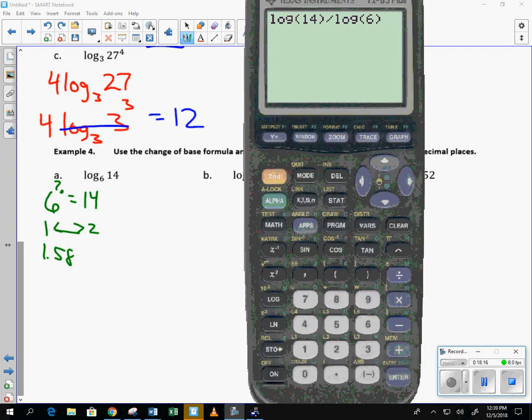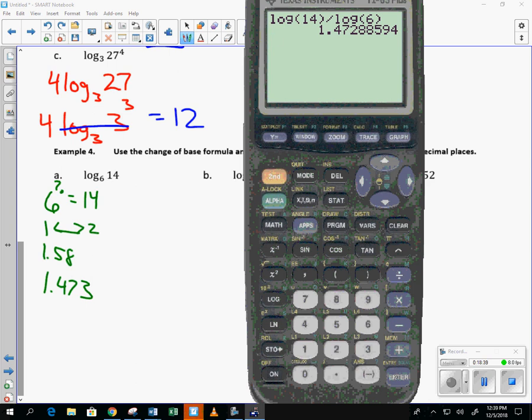Take out your calculator. In order to solve this one, you just change the base. You do log base 10 of 14 divided by log base 10 of 6. You press enter, and sure enough, we come up with a number between 1 and 2. We come up with 1.47. It says to round it to 6 decimal places. We'll go to 3, okay? You guys got a lot of stuff to do. You got a test coming up here, so we'll cut you some slack.